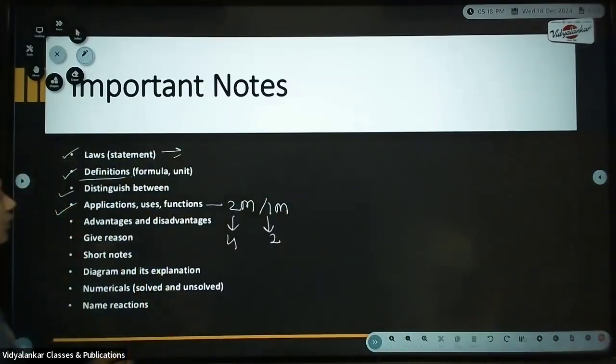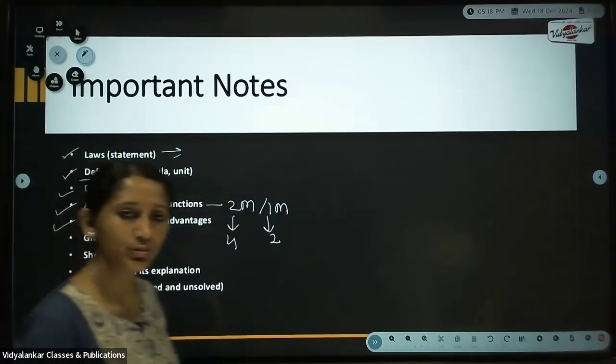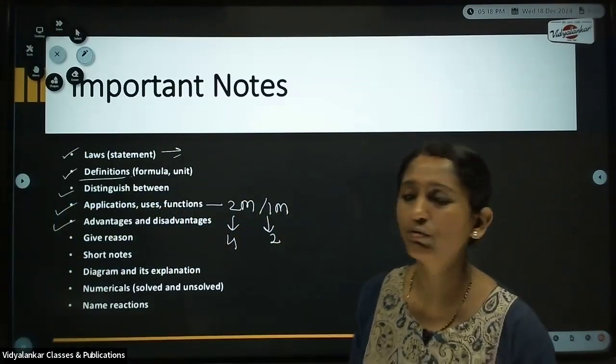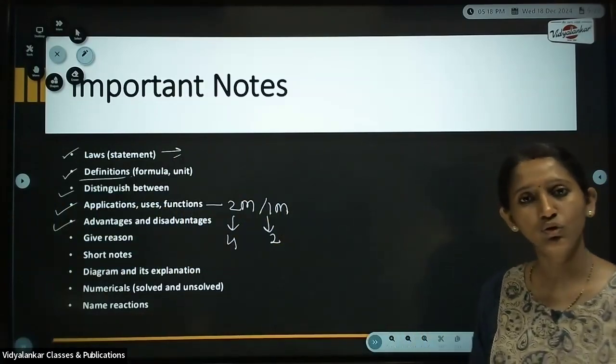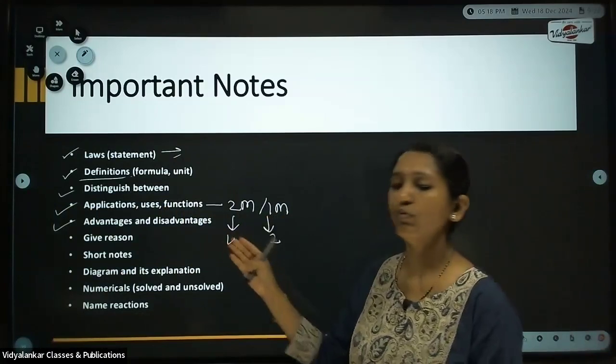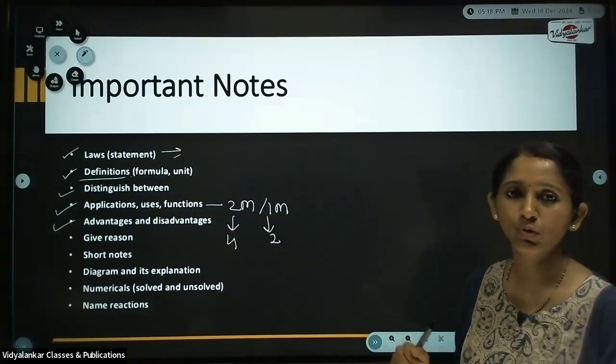So strictly you have to stick to the textbook given by the Maharashtra State Board. Fine, students? Now the next is advantages and disadvantages. It is similar to applications, uses and functions. The question may come for 2 marks or 1 mark. For 2 marks, any 4 points. For 1 mark, any 2 points.